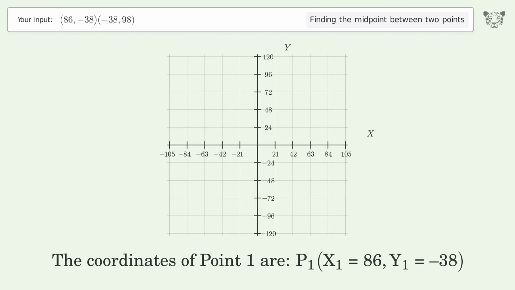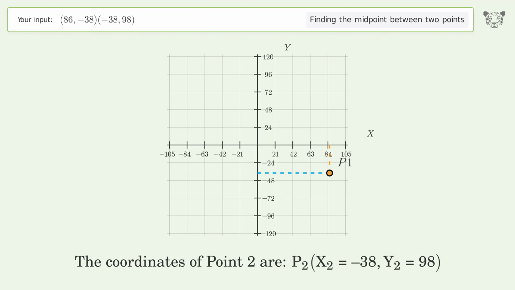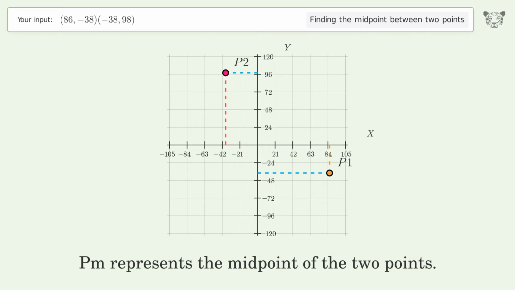The coordinates of point 1 are, x1 equals 86, y1 equals negative 38. The coordinates of point 2 are, x2 equals negative 38, y2 equals 98. PM represents the midpoint of the 2 points.